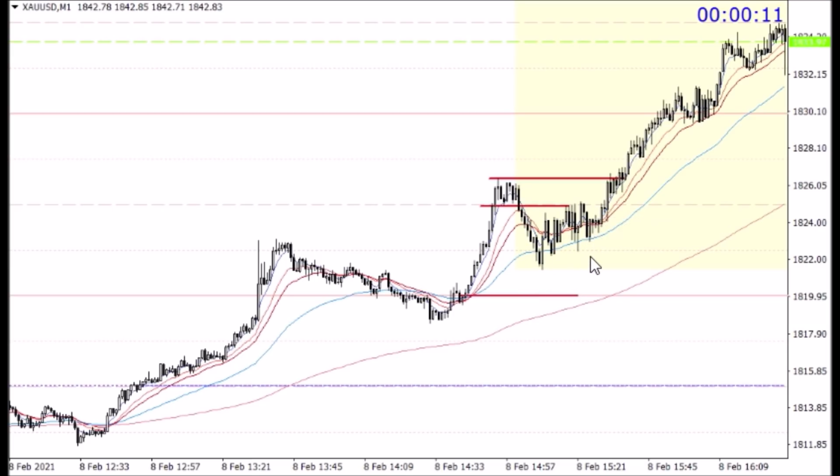Whenever you get a coil underneath of a high, or on top of a low without taking out the highs, this market is building up energy. 30 to 45 minutes coiling before exploding through and continuing that move.